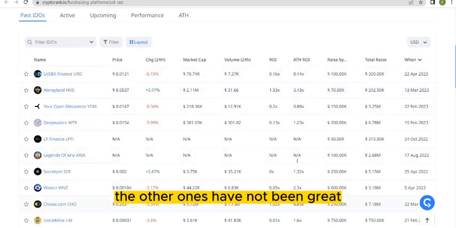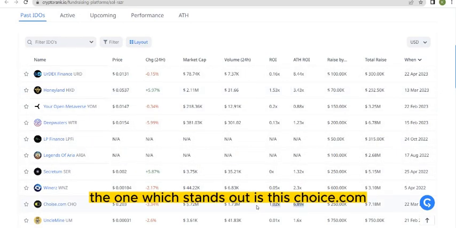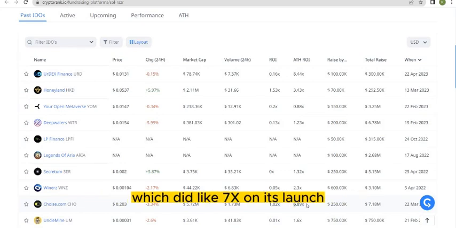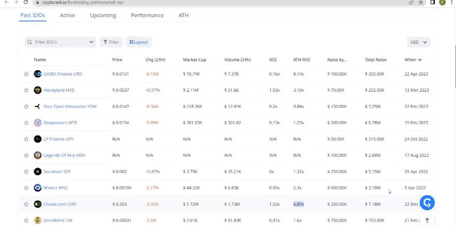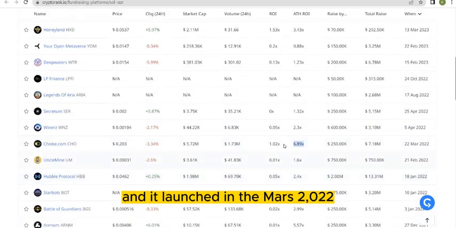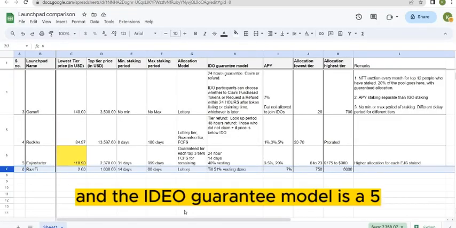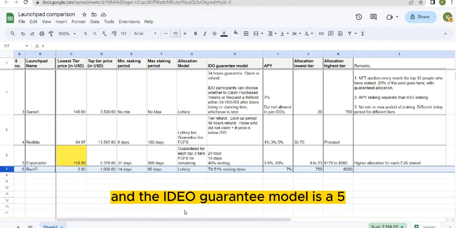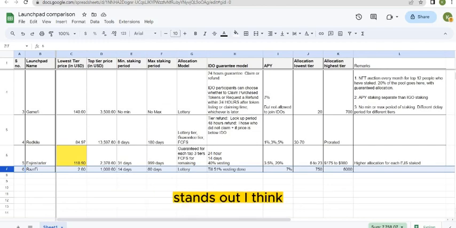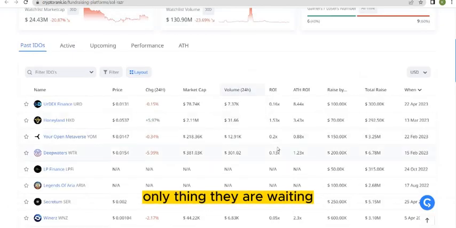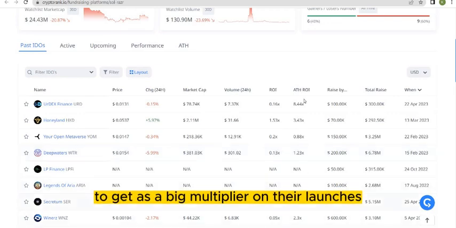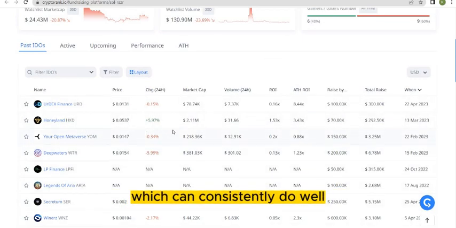The other ones have not been too great. The one which stands out is choice.com, which did about a 7x on its launch, and it launched in March 2022, and it still trades above IDO price. In terms of allocation per dollar and the IDO guarantee model, RazrFi stands out. I think the only thing they are waiting to get is a big multiplier on their launches, which can consistently do well.